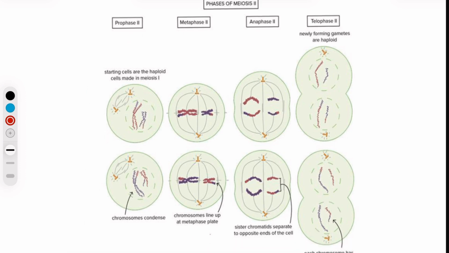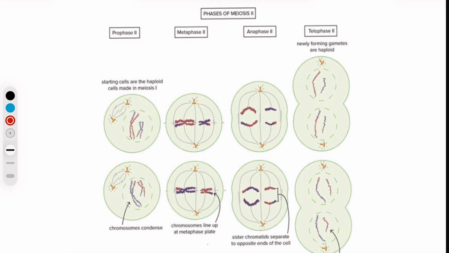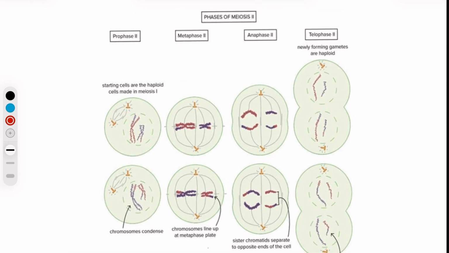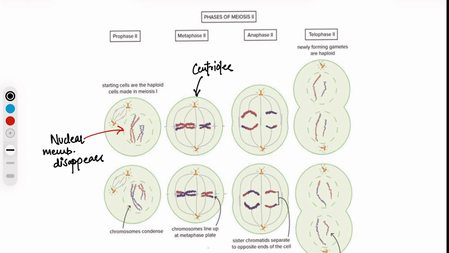Here in this diagram, you can see in prophase second, nuclear membrane disappears and spindle starts forming. Next, in metaphase second, chromatids connected only with centrioles and lie parallel to one another. Dyads move towards the center and lie on the equator of the spindle. Here you can see they are lying on the equator.